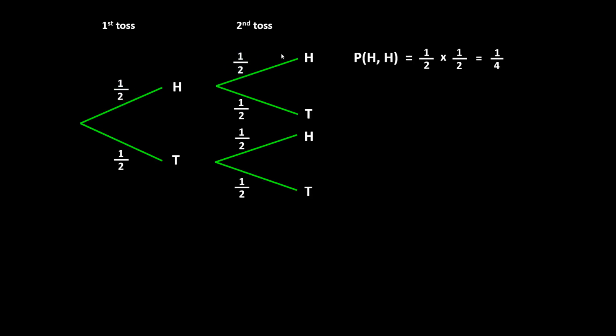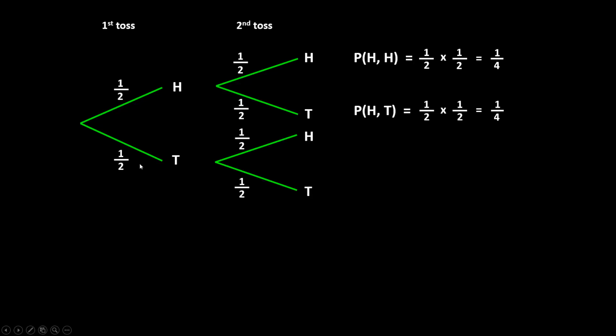Okay, let's have a look at our next route. Now that goes along there and then down there. Now that tells us the probability of getting a head and a tail. So that's a half multiplied, because it's and, a half. Now half times a half is a quarter.